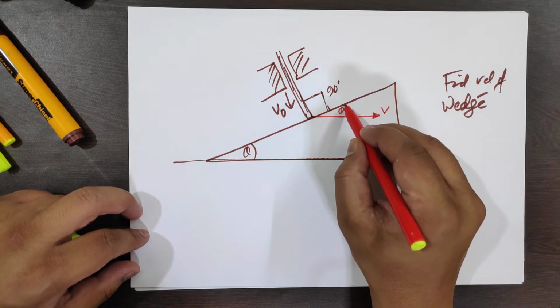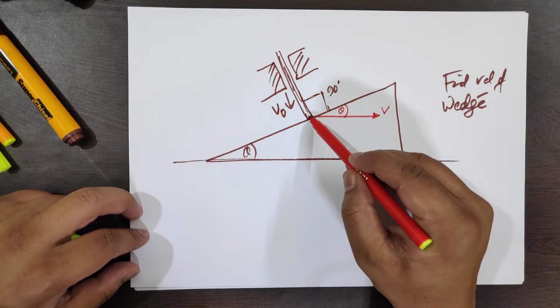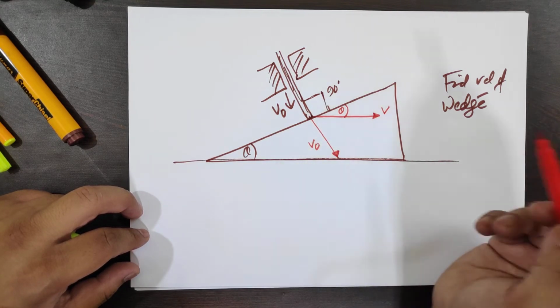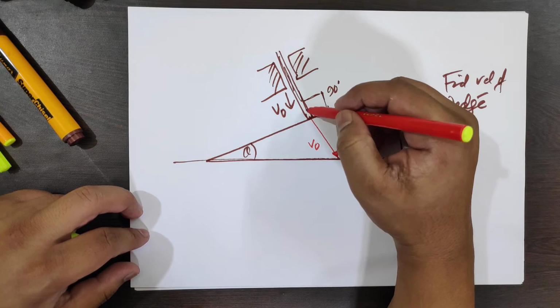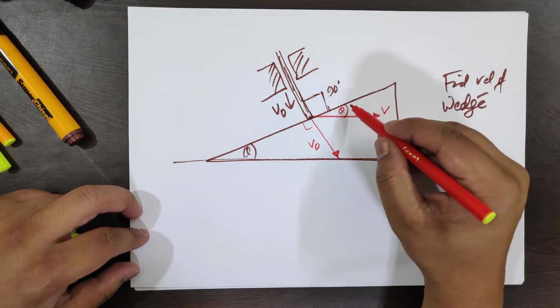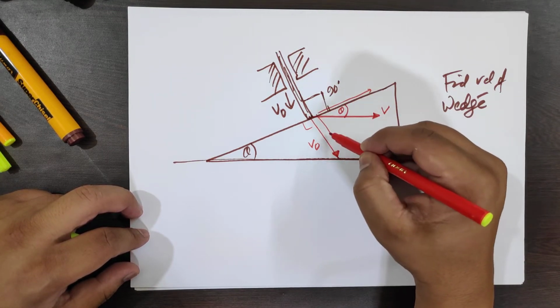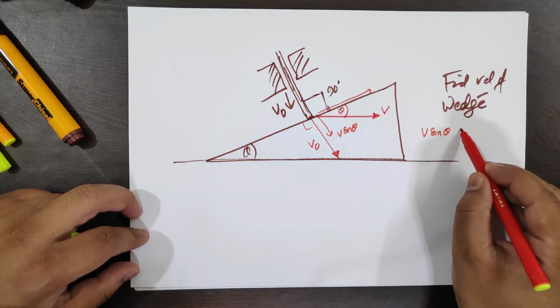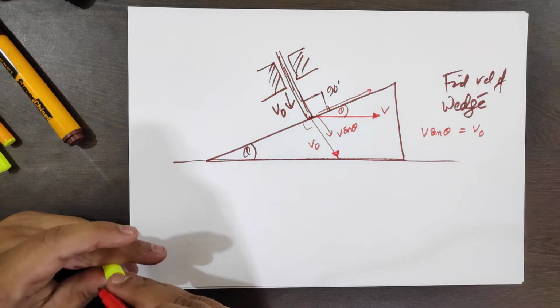Simple. What we can do, we can equate the components. This is V naught, right? It is itself perpendicular to the surface of the wedge. So what about this component? V sin theta. So simply we can equate this, na? V sin theta equal to V naught.